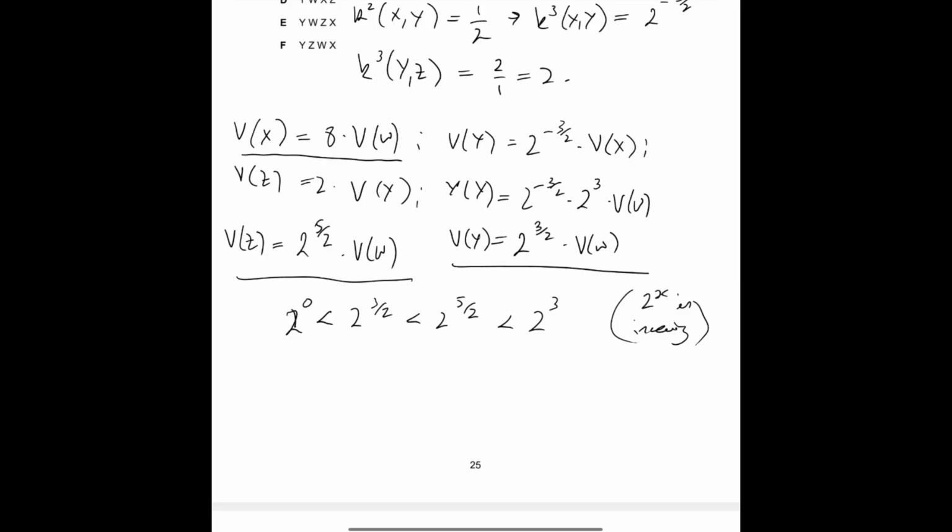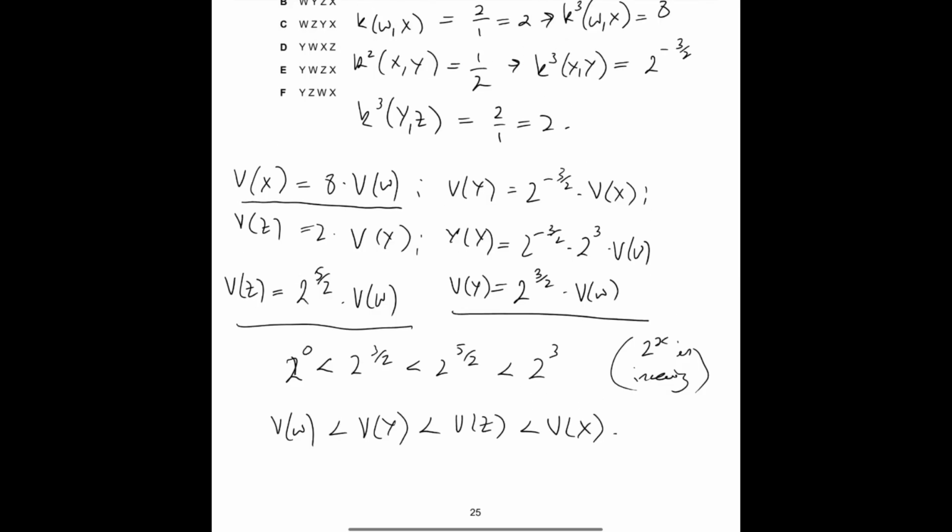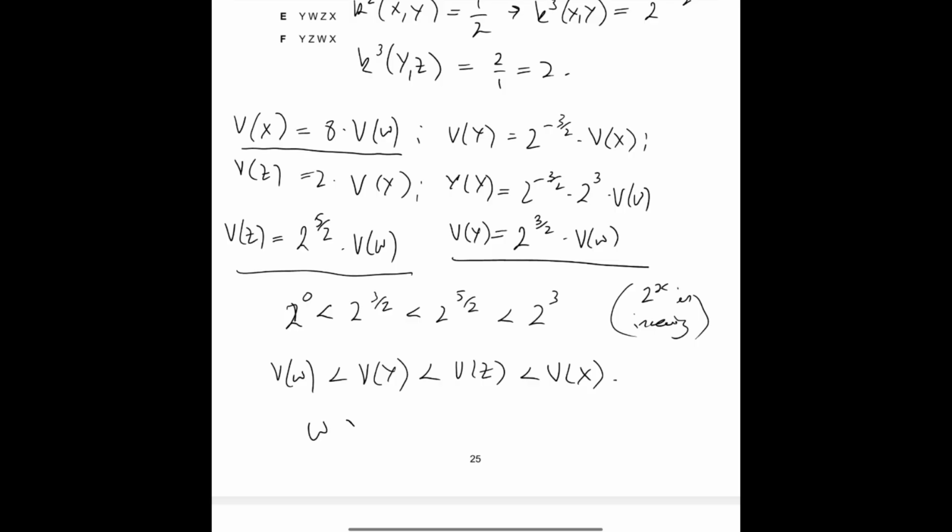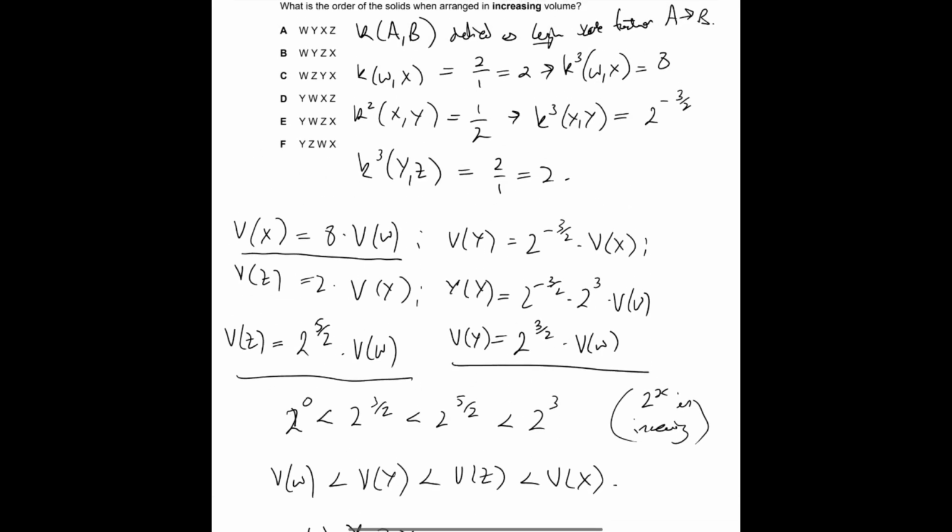So if we multiply everything by Vw, we get Vw is less than 2 to the 3 over 2 times Vw, which is Vy, which is less than 2 to the 5 over 2 times Vw, which is Vz, which is less than Vx. So if we arrange in increasing volume, we go w, y, z, x, which is b. Okay.